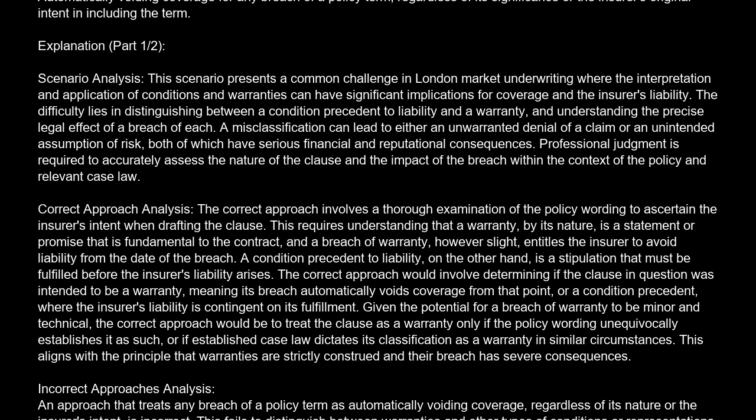Given the potential for a breach of warranty to be minor and technical, the correct approach would be to treat the clause as a warranty only if the policy wording unequivocally establishes it as such, or if established case law dictates its classification as a warranty in similar circumstances. This aligns with the principle that warranties are strictly construed and their breach has severe consequences.